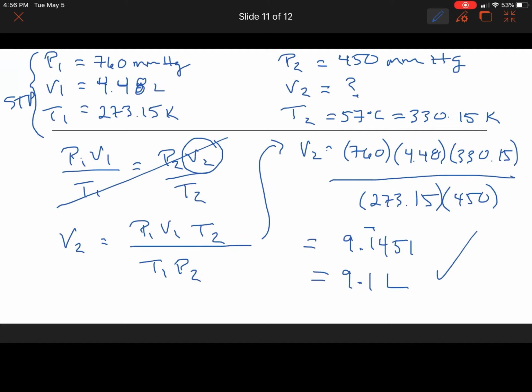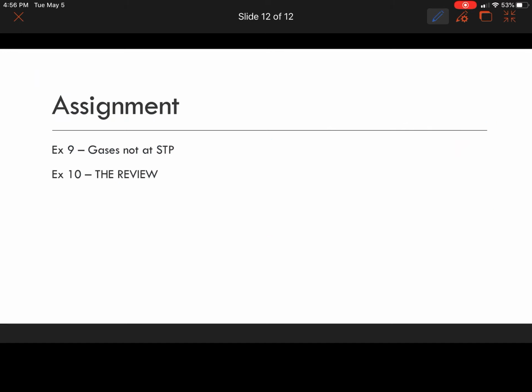Okay, so try those. Your assignment is going to be exercise 9. This is gases not at STP. And again, you've got the answer key already. And then you can start exercise 10 whenever you want. The unit's now done. So exercise 10 is the review. I think most of the questions have answers for the review, but we can have a Zoom meeting on Thursday or Friday. Honestly, probably be Friday because I don't think many of you will look at it before then.